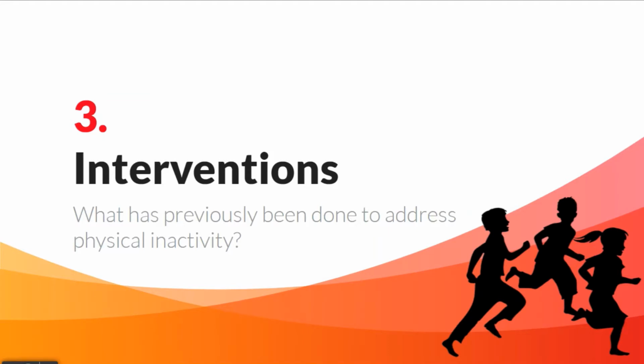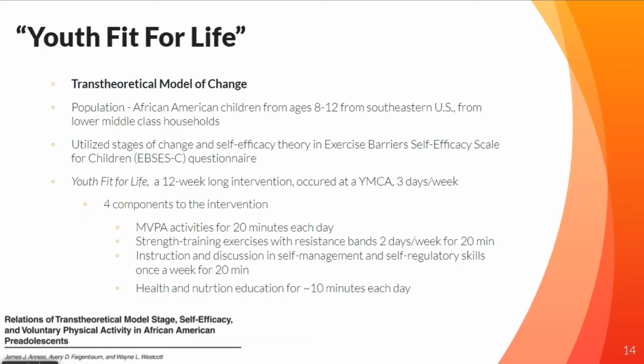So next we'll go into the interventions and talk about what's been previously done to address physical inactivity. So the first intervention that we'll talk about is called Youth Fit for Life, which utilized a trans-theoretical model of change. So the population for this intervention were African American children ranging from the ages 8 to 12 from the southeastern U.S., coming from lower middle class households.